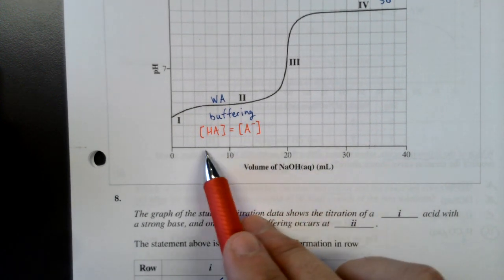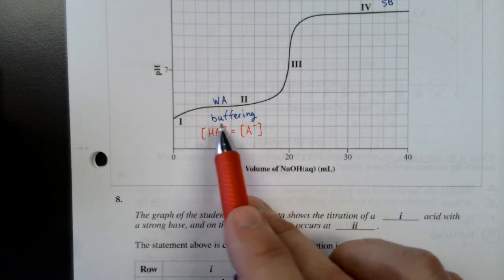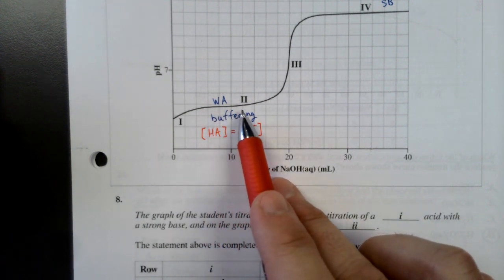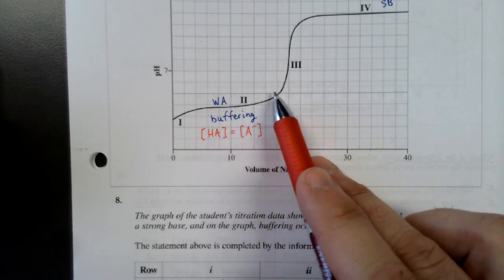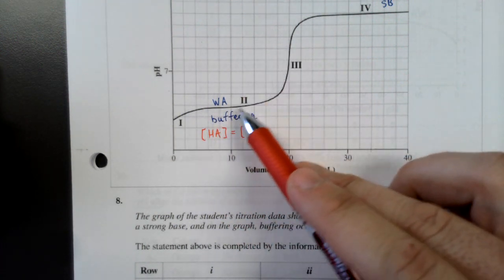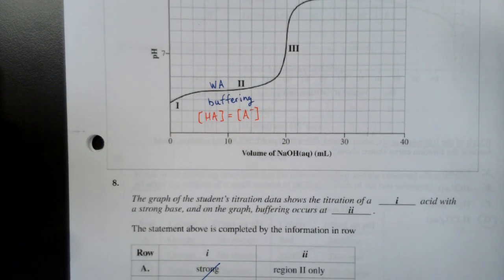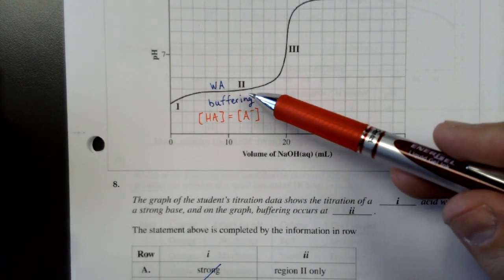So nothing is going on here except that the pH is staying the same and we're slowly using up our acid, getting closer to the point where it's going to jump, use up all the acid, and essentially spoil that buffering system. Okay, so buffering occurs at region 2.